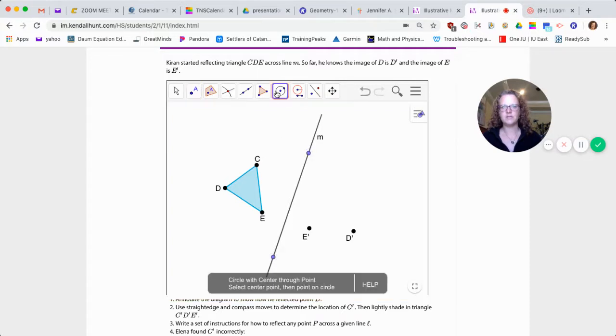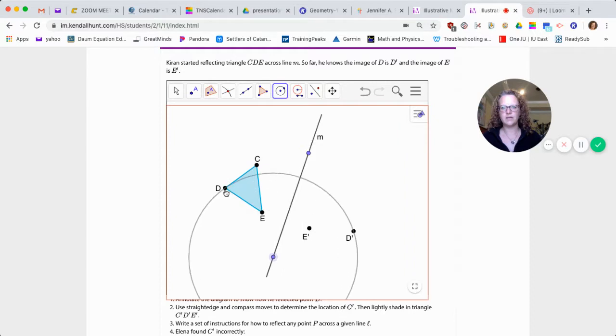Going to draw a circle through a given point around D. All right, and we see that we got D there, but we don't know that's where D prime should be until we do the same circle from another given point on the line. Now I see that the intersection of one circle and another circle is where D and D prime need to be. All right?